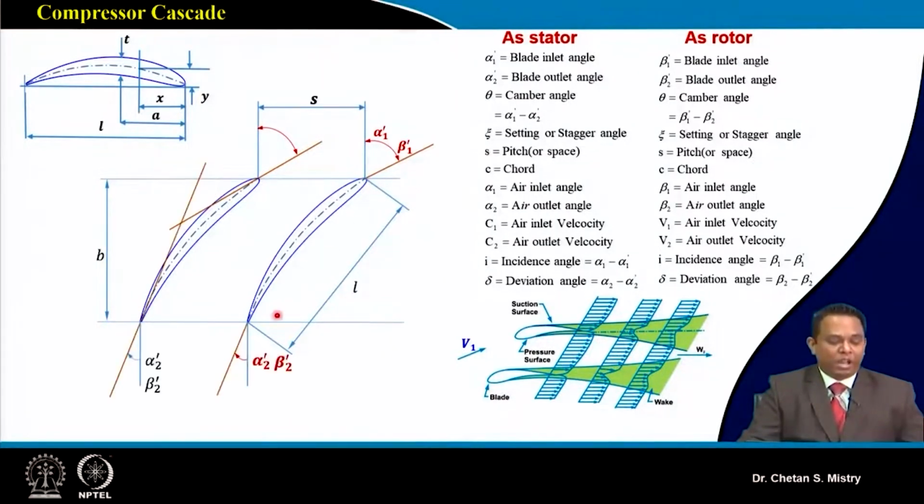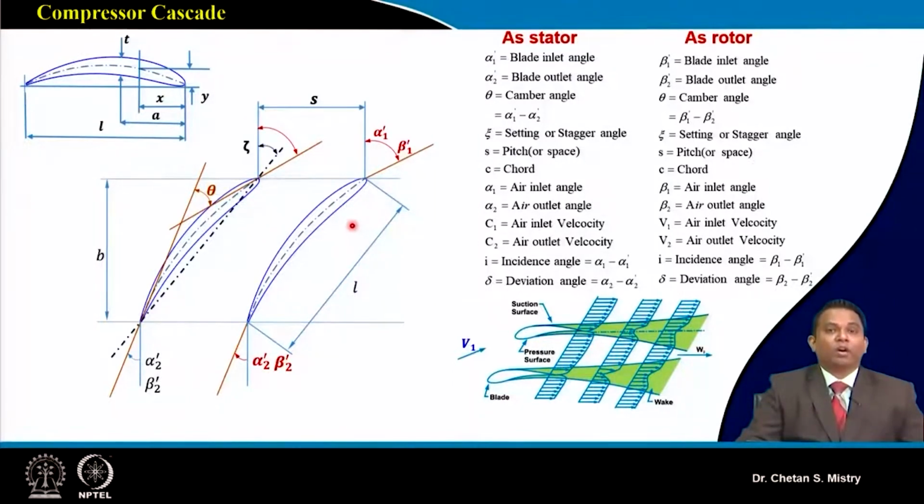Now here at the exit, this is my angle at the exit, which I define as the blade outlet angle, beta 2 dash. Now, if I draw a tangent to my camber line from the leading edge, and another tangent to my camber line from the trailing edge, the angle we get is defined as the camber angle. This is very important. This is my camber angle.